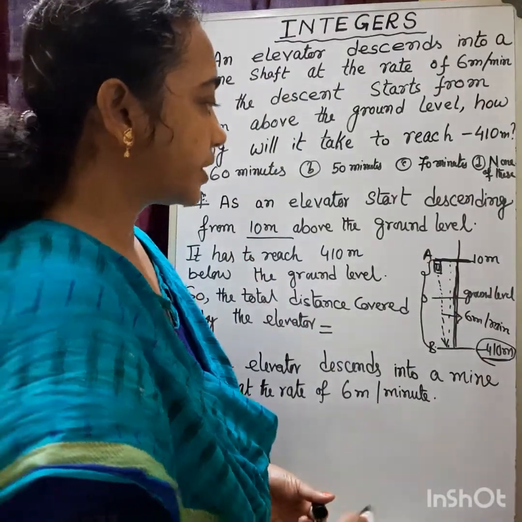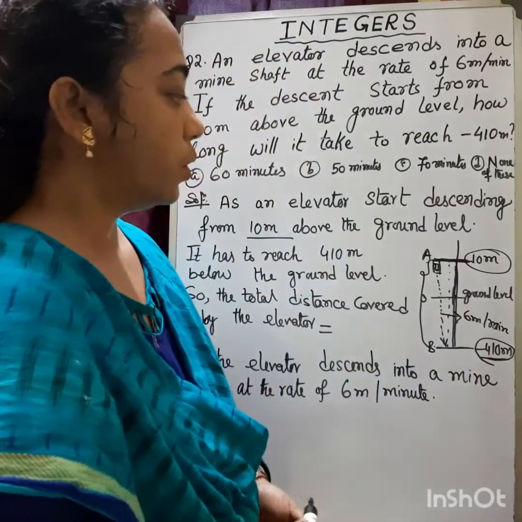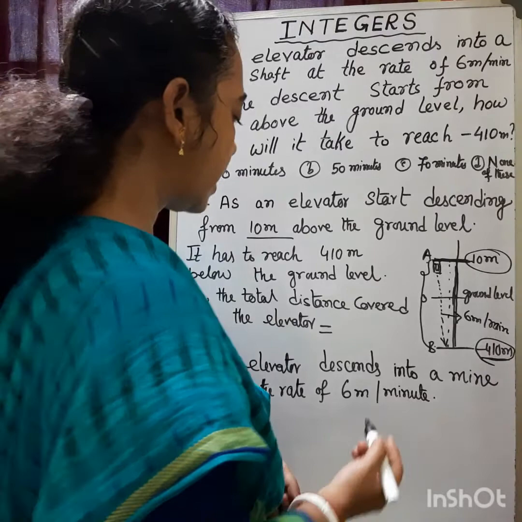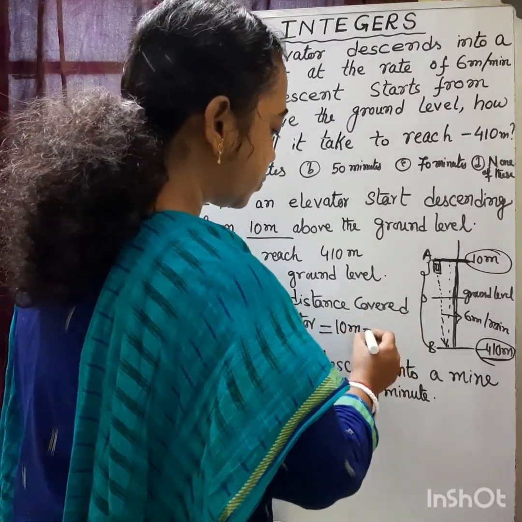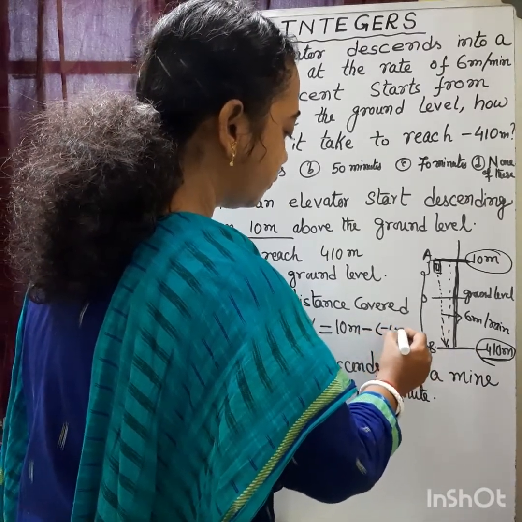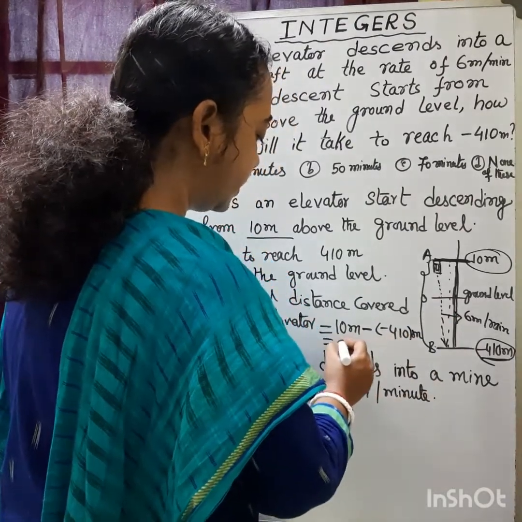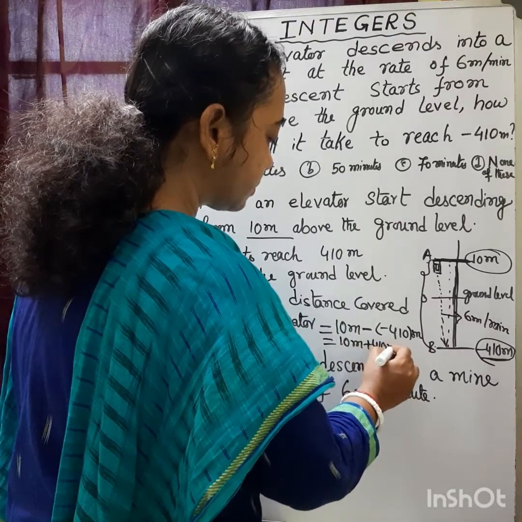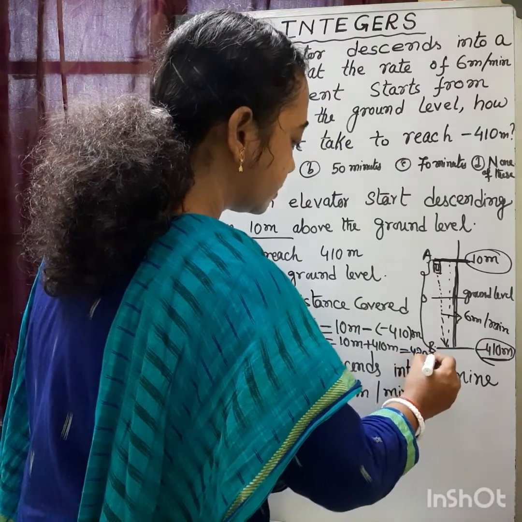So for that, the greater point is here 10 meter and minus 400, this is negative. So we have to find the difference between these 2 points. That means let us write first 10 meter. Then we have to find the difference, so we put one minus sign. Then we put the second point, that is minus of 410 meter. So this will give 10 meter plus 410 meter, because minus minus becomes plus. So this will be 420 meter.